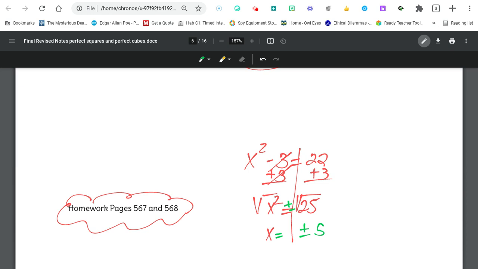I think this is like number 4 on one of these pages, I think. All right, guys, work on your homework for me. Thank you.